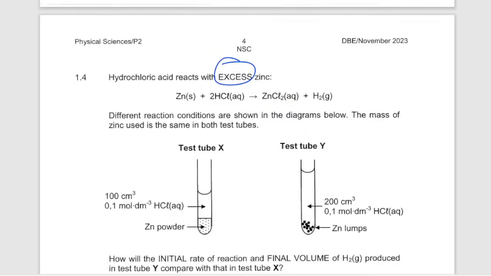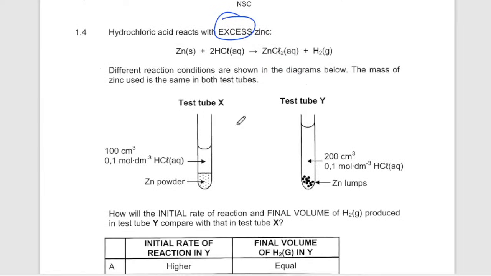What are they saying here? Zinc plus hydrochloric acid gives you zinc chloride plus hydrogen. Different conditions are shown in the diagram below. The mass of zinc used is the same in both test tubes. Okay, meaning the mass of zinc which is used is the same, but what is different? Remember, zinc is in excess, so it means that zinc cannot be a limiting reagent.